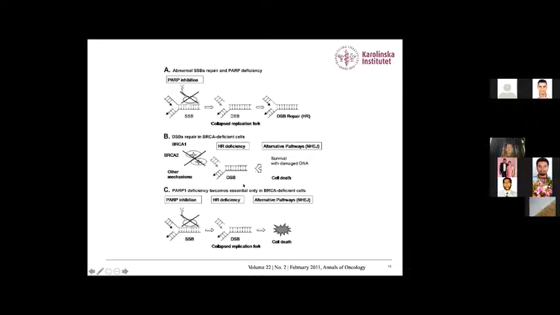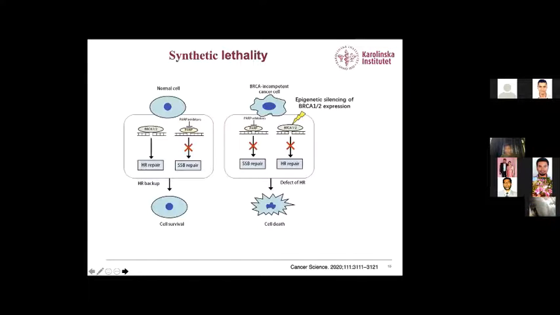But the third condition is where you inhibit the PARP, and at the same time, the cells or cancers don't have BRCA. So what will happen? This is a double blow. In those conditions, the cell has no choice but to go for death. So this process is given the name synthetic lethality.